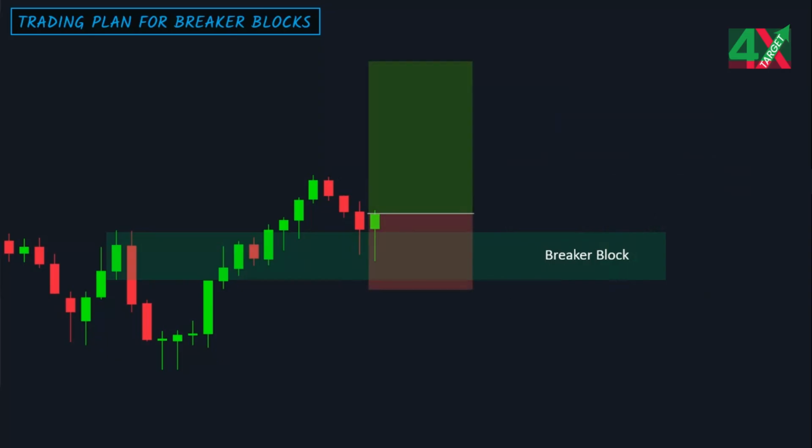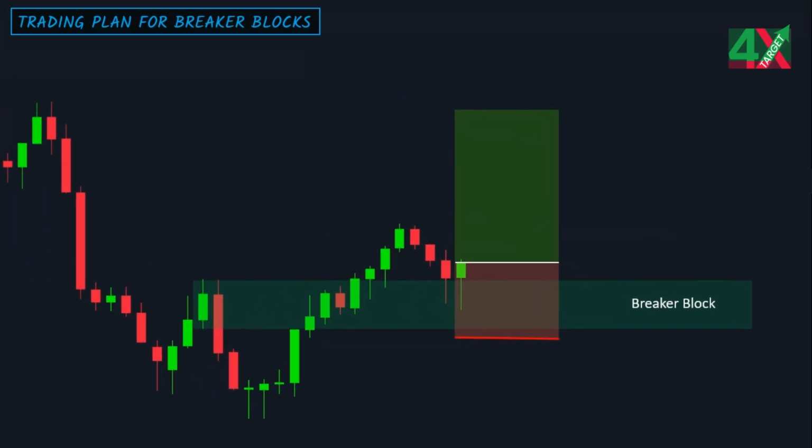For the stop loss, always place it just beyond the breaker block with a small buffer. This protects you against false spikes or wick hunts while still keeping your risk tightly controlled. For the take profit, the first logical target is the nearest liquidity pool, for example, equal highs, equal lows, or a recent swing point where stops are likely resting. This is your TP1, a partial exit that locks in some profit.